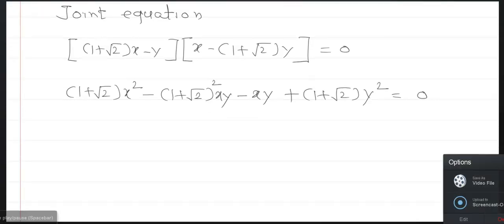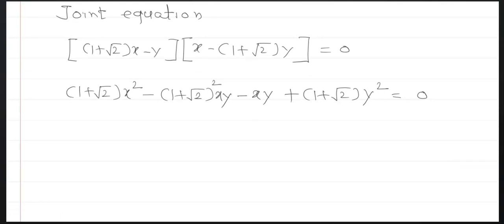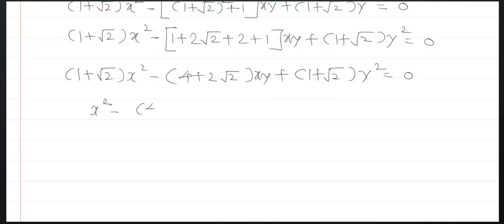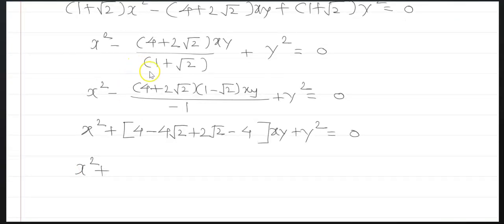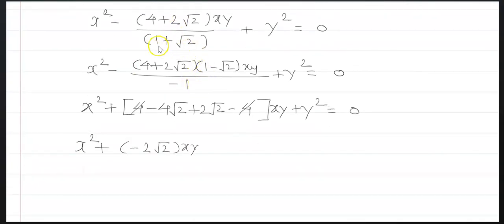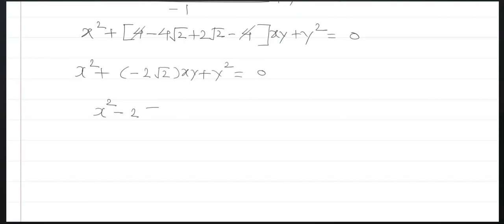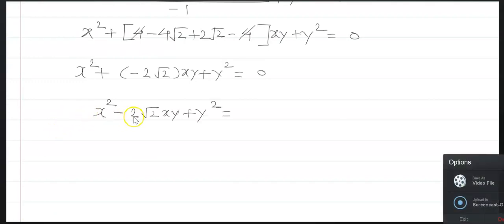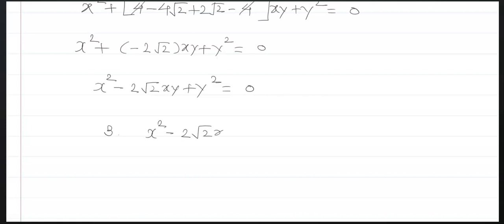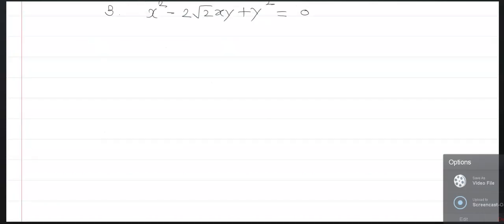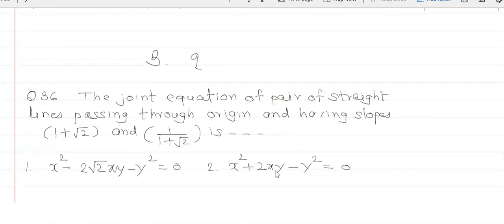Now the next step is to divide on both sides by 1 plus root 2. Evaluate it. Multiply numerator and denominator by the conjugate of the middle term, that is 1 minus root 2. Then you will get x square minus 2 root 2 xy plus y square equals 0, and hence option 3 is the correct one. Simple. So you can see this here also.